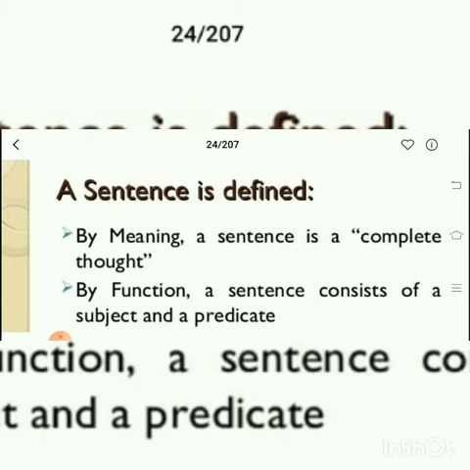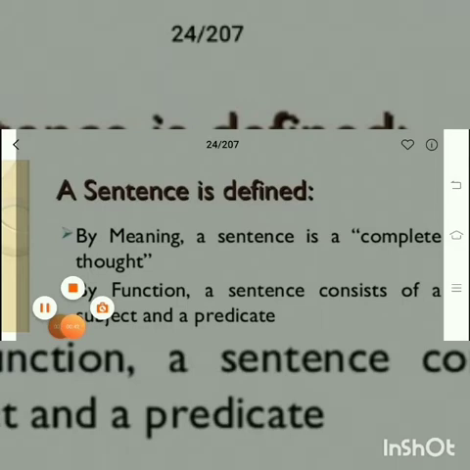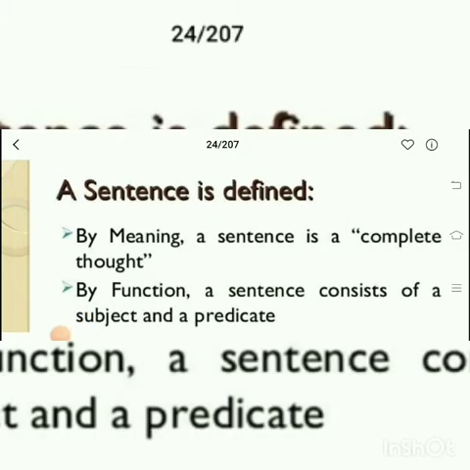A group of words that makes complete sense is called a sentence, and a sentence has a subject and a predicate in it. Okay, it has a subject and a predicate. A sentence is nothing but a group of words. It gives complete meaning to the speaker and to the listener. Okay, dears.